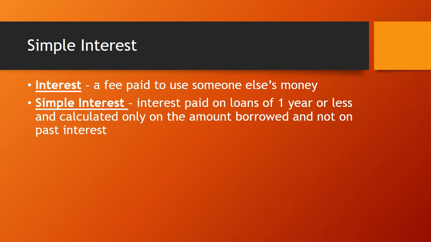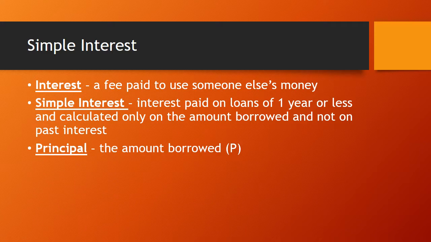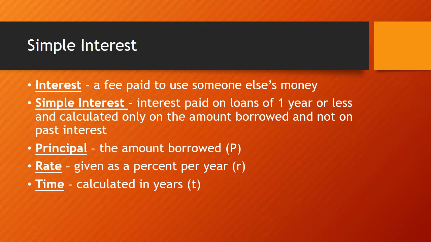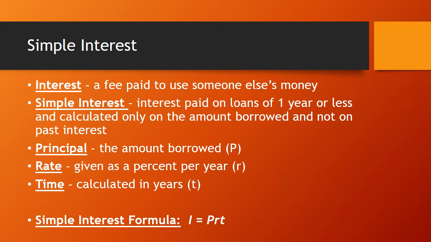Simple interest is interest that is paid generally on loans of 1 year or less, and it's only calculated on the amount borrowed and not on previously accumulated interest. The amount borrowed is called the principal. The rate is given as a percent per year, and it does need to be converted from a percent to a decimal before using it in calculations. And the time is always calculated in years.